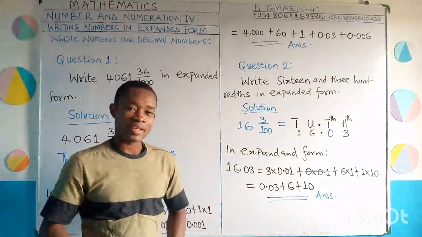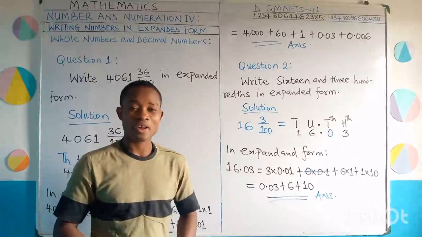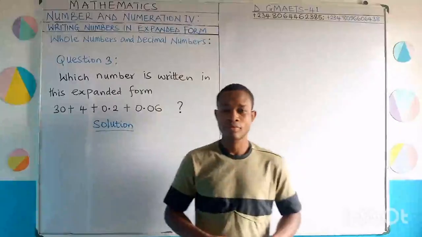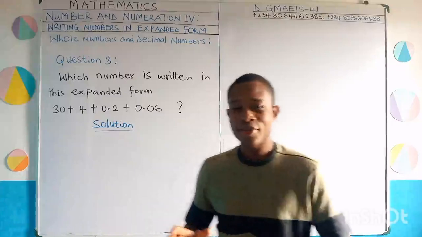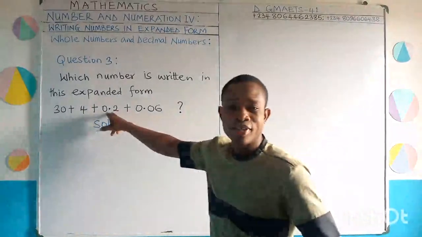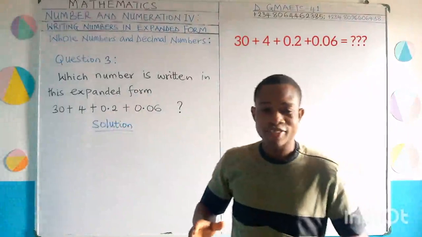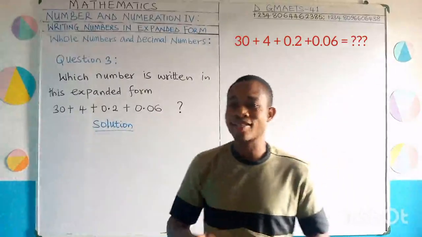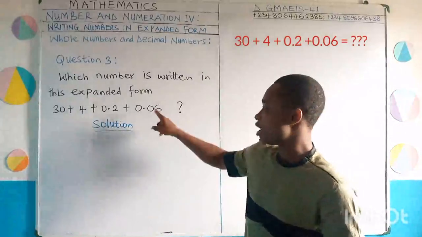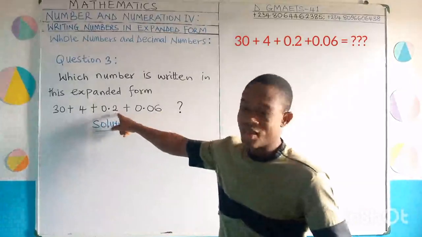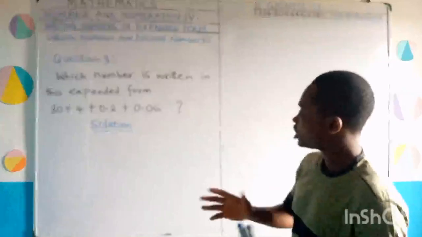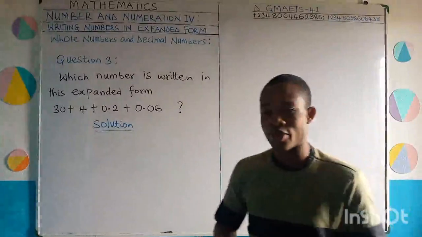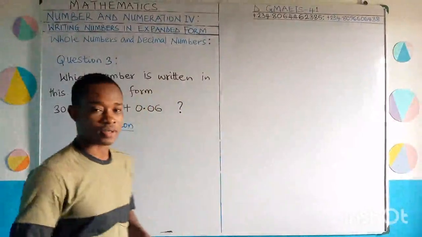Let us now get set for possibly our last question. Number 3. Do you remember this number? When we started this class, this was part of the number I gave to you in expanded form, asking which number is being expanded to be this. And so this question asked, which number is written in this expanded form? 30 plus 4 plus 0.2 plus 0.06.